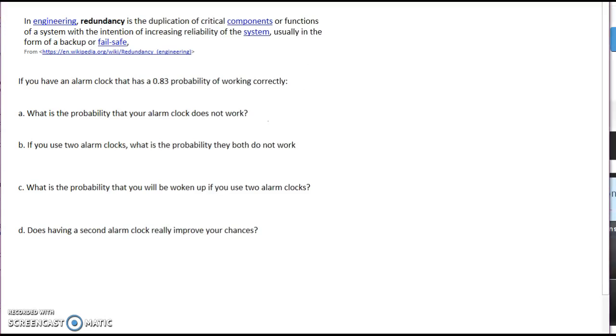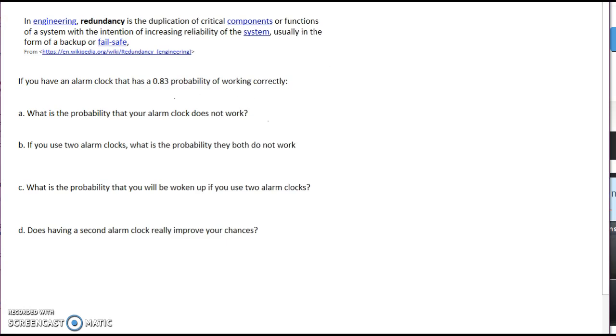Okay, so this question talks about the principle of redundancy. So here's a quick definition from Wikipedia. In engineering, redundancy is the duplication of critical components or functions of a system with the intention of increasing the reliability. So basically, if your alarm clock doesn't work, or if you're afraid it might not work, why not buy two? This happens a lot where they will double up fail-safes and things of that nature in sorts of productions. But the problem we're going to work with today is dealing with an alarm clock.